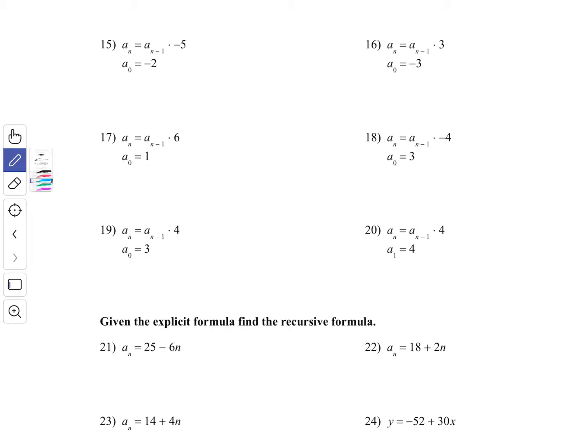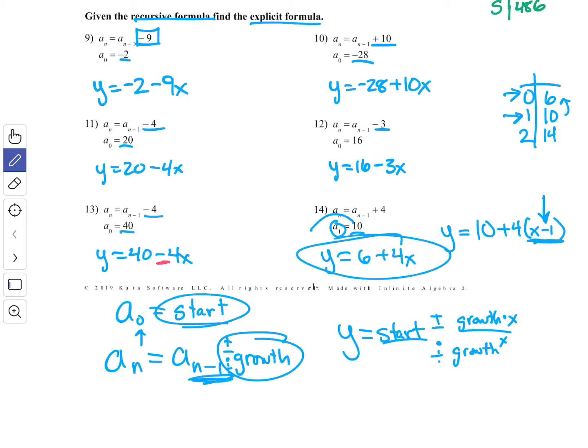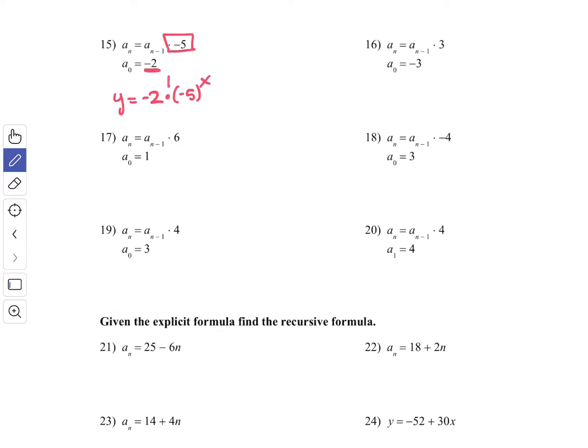All right? So let's take a look now at the geometric version. Okay, again, we started out the same way. So y equals, we start at negative 2. What am I doing? Timesing by a negative 5 to the x power. Okay, notice the difference. Subtraction and addition times by x. Multiplication to the power. Okay, that's a big difference.